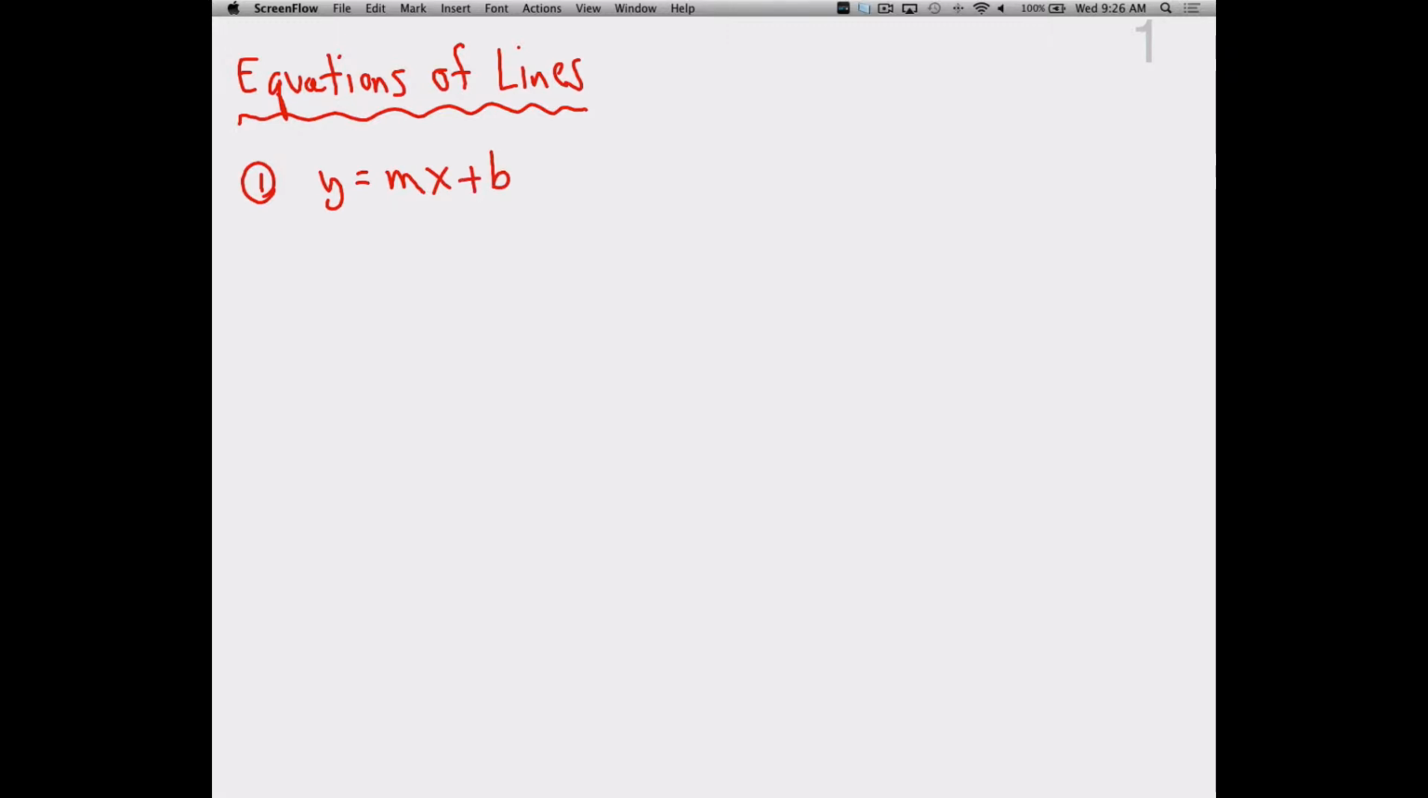What's that called? Slope-intercept form. Just for clarification, what's m stand for? Slope. What's b stand for? Y-intercept. What about the x and the y? Coordinates. Just leave alone. They belong in that equation. Okay, so that's a linear form. And that's the one I'm guessing you're all used to, yes?